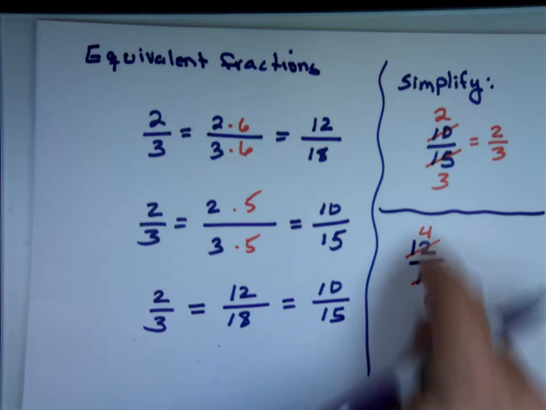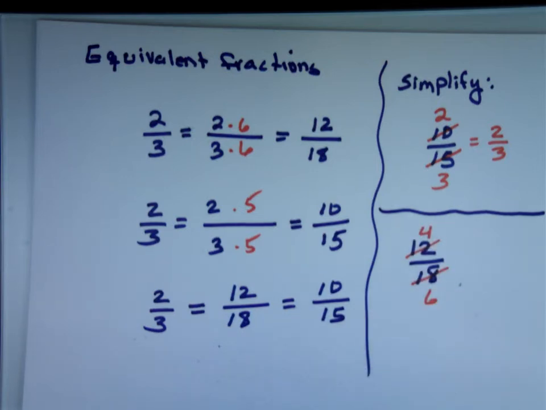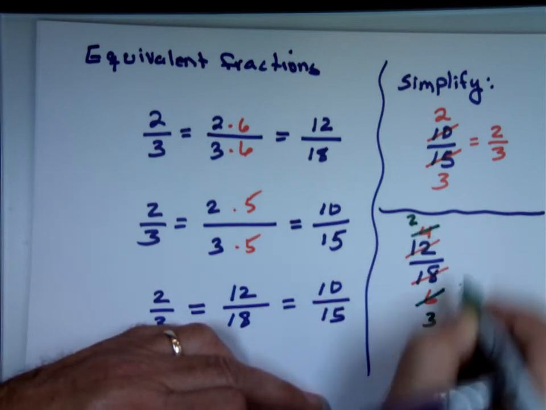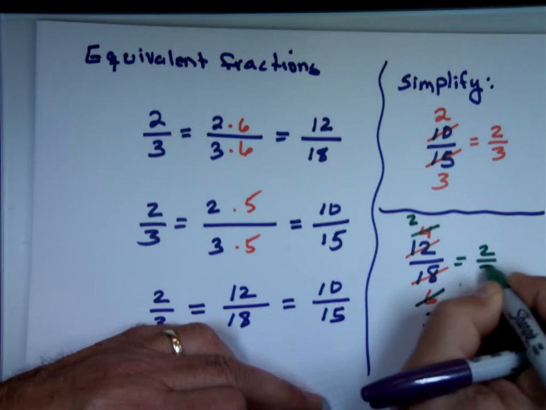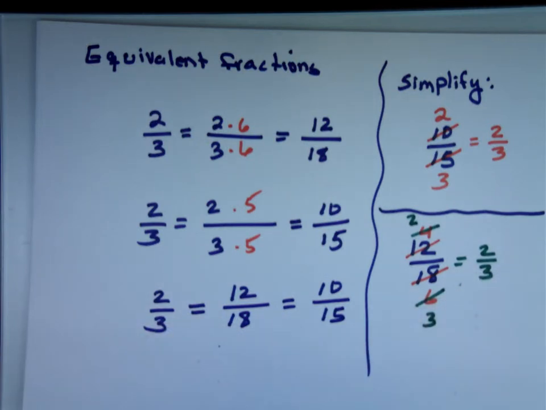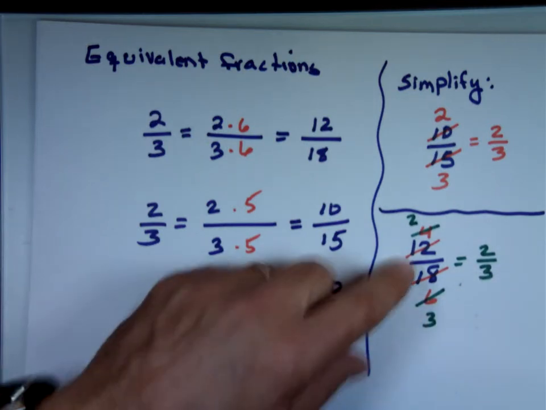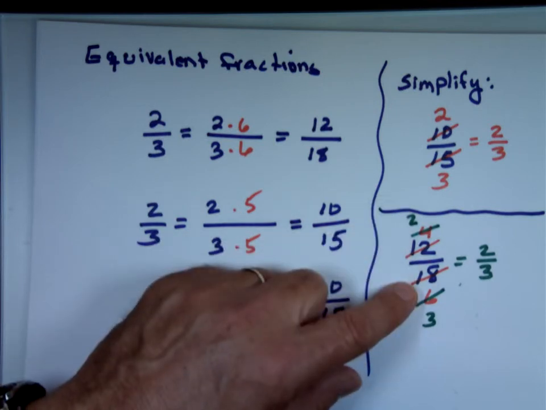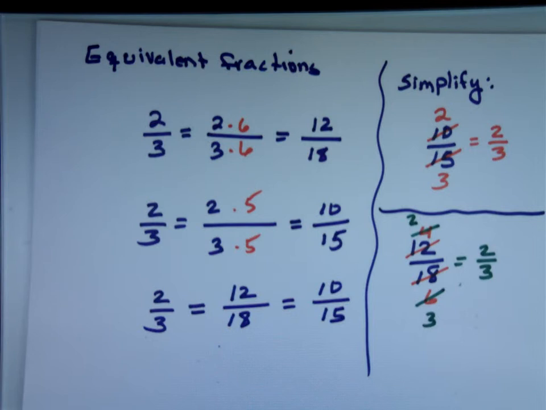4 and 6, you can divide them both by what? By 2 and by 2. And what do you know? It's 2/3. Now, if you chose a 6 to start with, what's 12 divided by 6? 2. What's 18 divided by 6? 3. Sometimes you don't see that big number, so it's okay to start with a small number and keep simplifying.